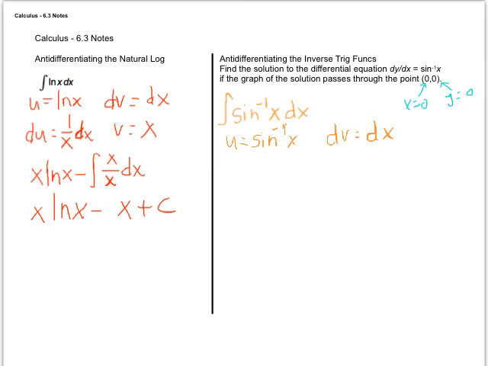Alright, so when you take the derivative of the arc sine, and you might need to look at your trig card, you're going to end up with 1 over the square root of 1 minus x squared dx. And when you integrate dx, you just get x. Okay, so there's your two pieces on that. And so when you multiply, I'm going to have x arc sine x minus the integral of x over square root of 1 minus x squared dx.